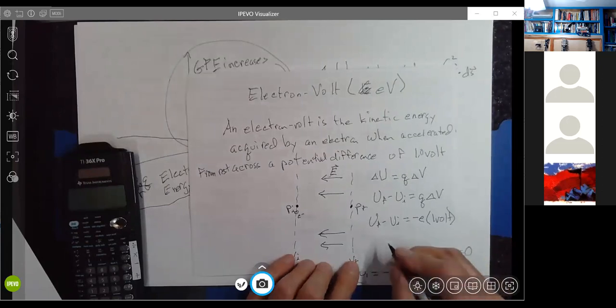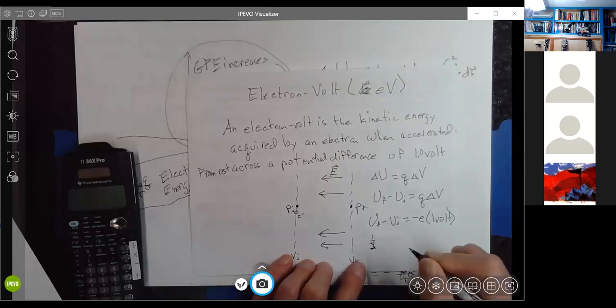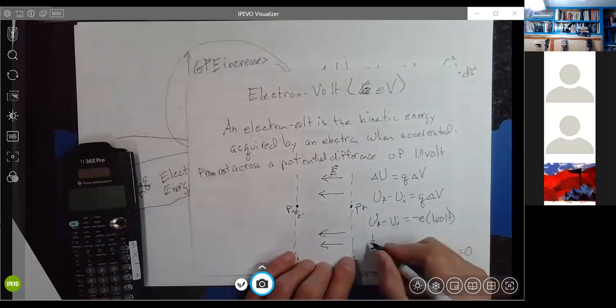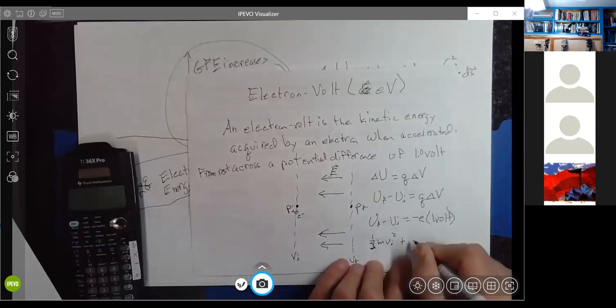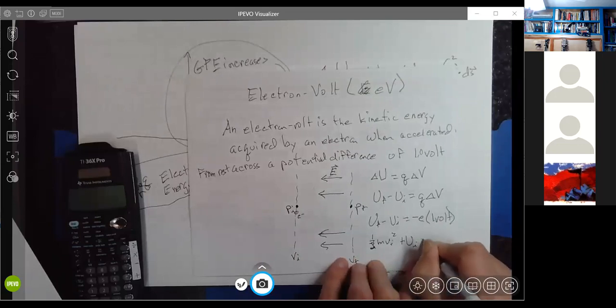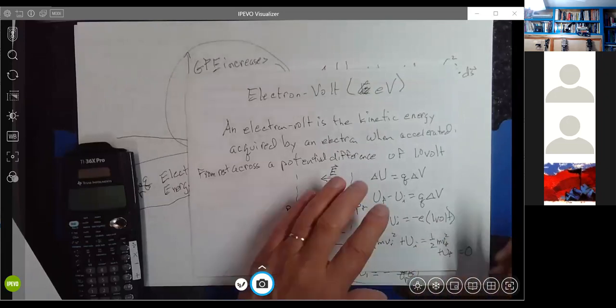And so I could write a conservation of energy statement. I can have 1/2 m v initial squared, which is actually 0, plus U initial will equal 1/2 m v final squared plus U final. I'm running out of room.